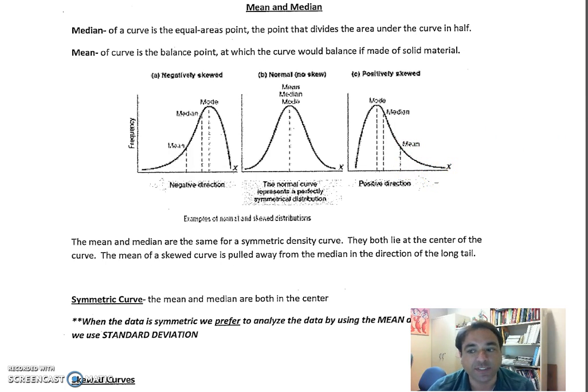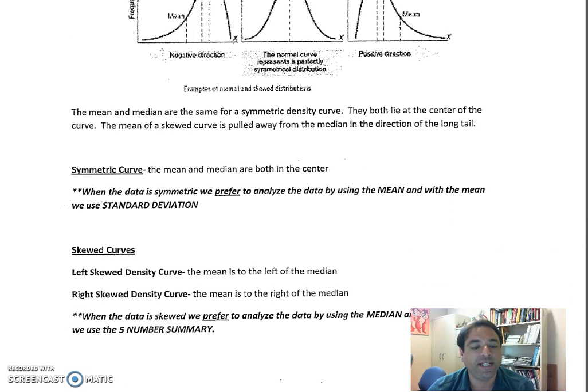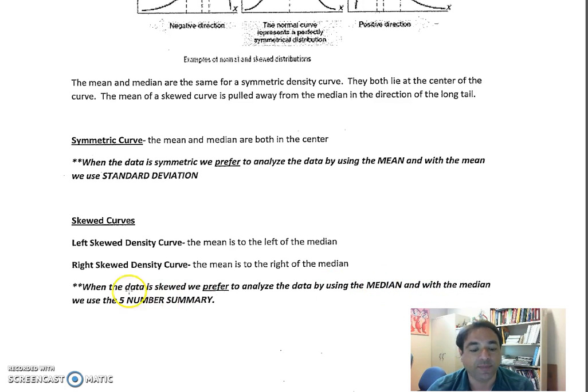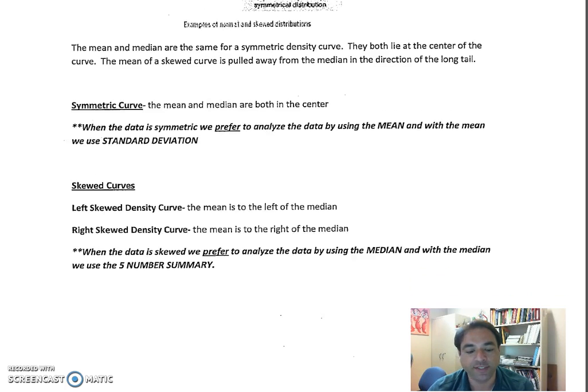So there are some differences, but they're both good. They're both measures of central tendency. But what we say is, if the data is symmetric, we prefer to use the mean with the standard deviation. If the data is skewed, because the mean moves, we prefer to use the median with something called the 5-number summary, which we'll learn. So let's go ahead and look at some data.